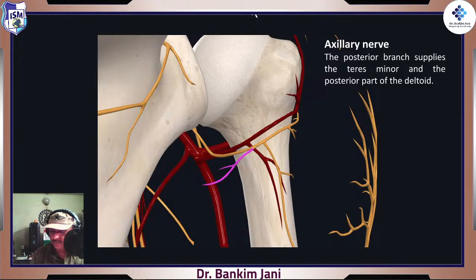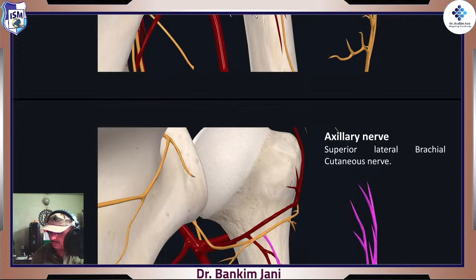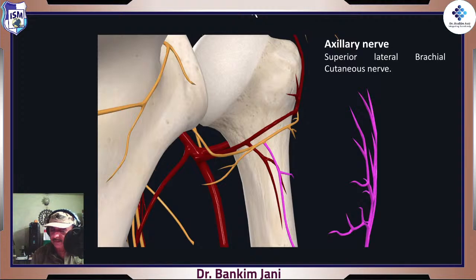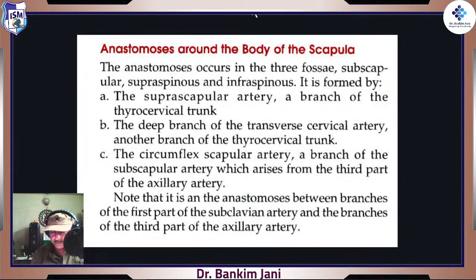Then there is a posterior branch, right? It supplies teres minor, which is going over here. That's the posterior branch. And then there are some cutaneous nerves, so they supply that entire area. Okay. This is the anastomosis around the body of the scapula. When you read the whole thing like this, it is so confusing, right? It was never entering into my brain.